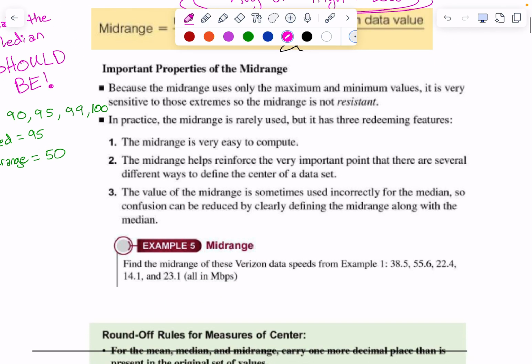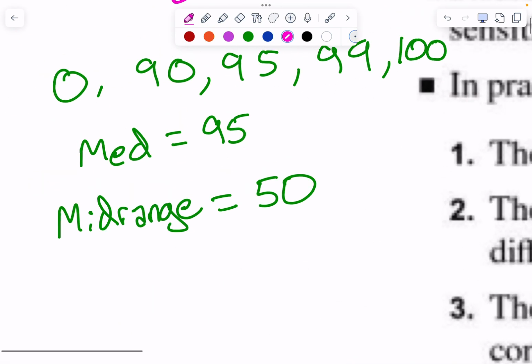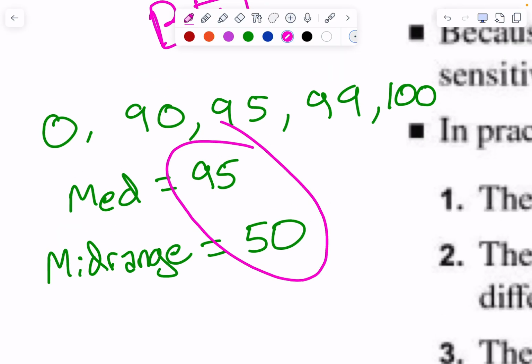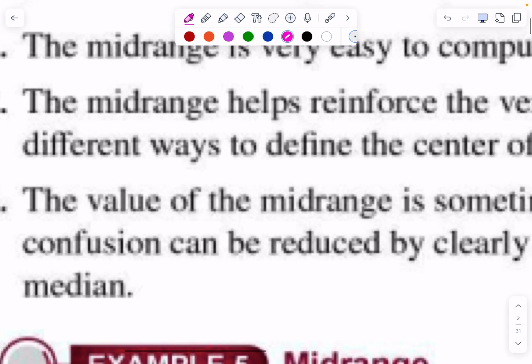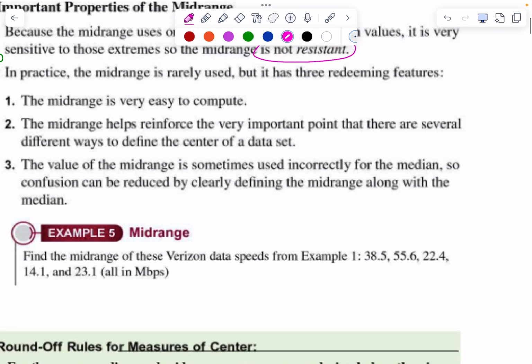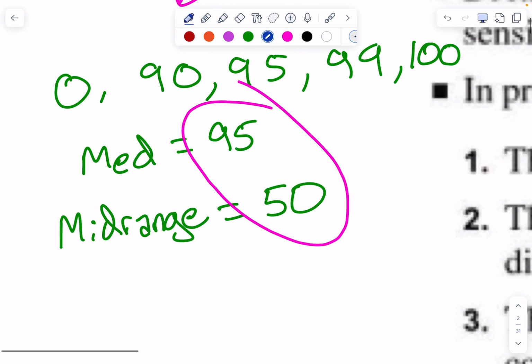Because the mid-range uses only the maximum and minimum data values, it is very sensitive and it is not resistant. So if I throw an outlier in there, look at how my median and my mid-range differ. Not resistant, right? The mid-range is going to change a whole lot if I throw an outlier in there. All right. The mid-range is very easy to compute. The mid-range helps reinforce the very important point that there are several different ways to define the center of the data, okay?